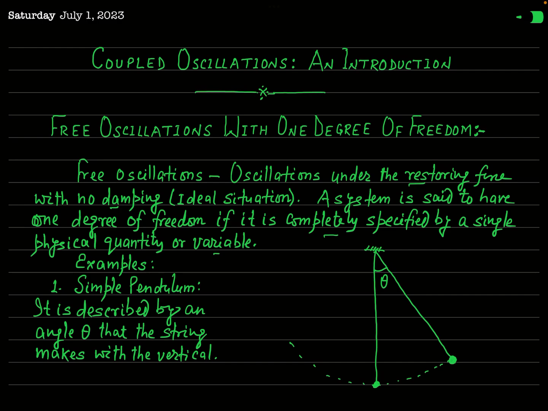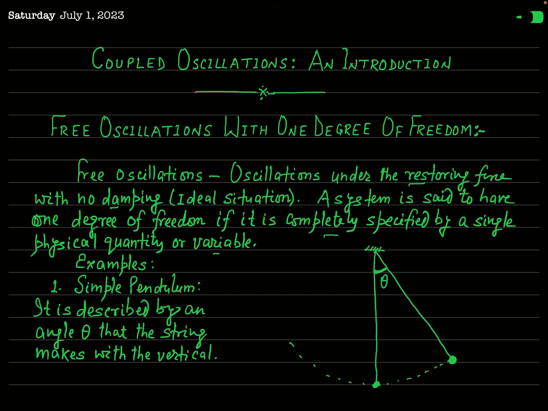In the case of the oscillation of a simple pendulum, the only quantity needed to describe the motion is the angle theta, which the string of the pendulum makes with the vertical at any moment t. So in terms of this variable theta, we can completely specify the motion of a simple pendulum. And as only one variable theta is needed to describe the motion, we simply say that this oscillation has 1 degree of freedom.